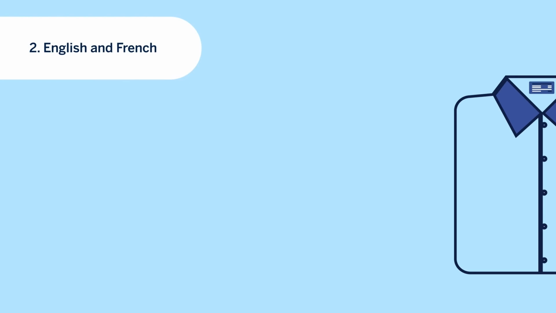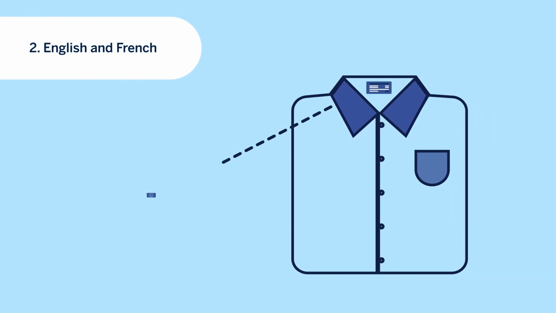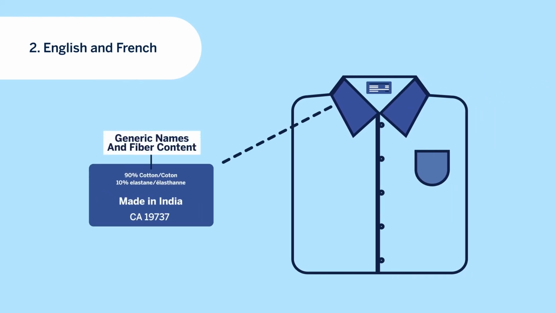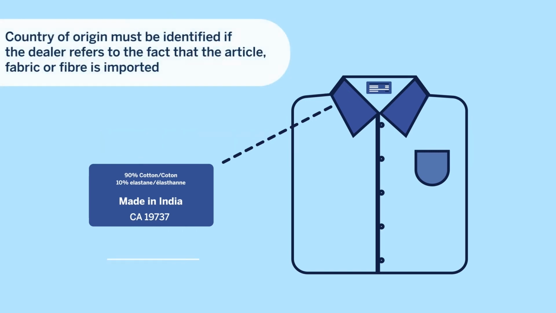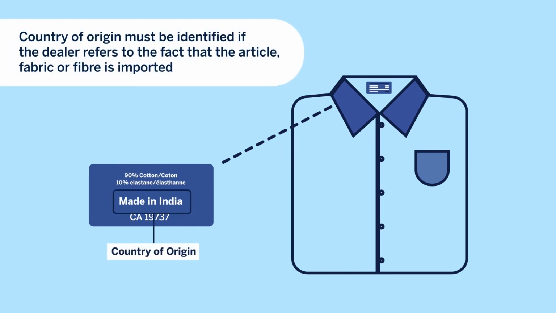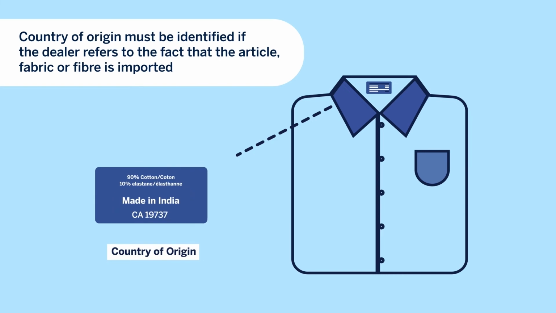The second kind of mandatory information on labels deals with language. Generic names and fiber content must be in English and French. Here are 2 more points to bear in mind. The first point relates to country of origin. A dealer does not have to identify the country of origin on an imported textile product unless the dealer refers to the fact that the article, fabric, or fiber is imported.